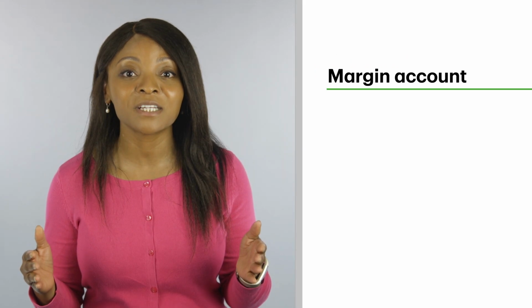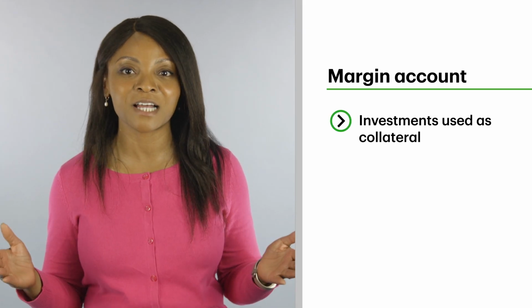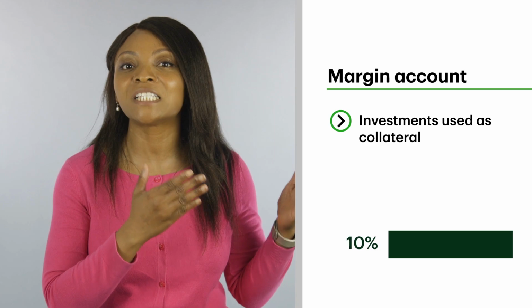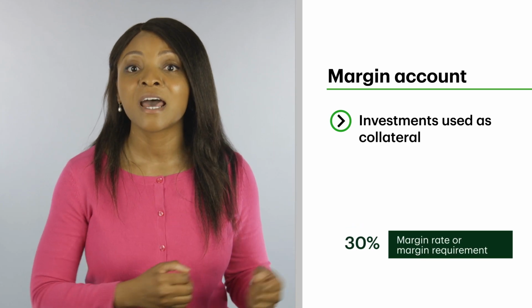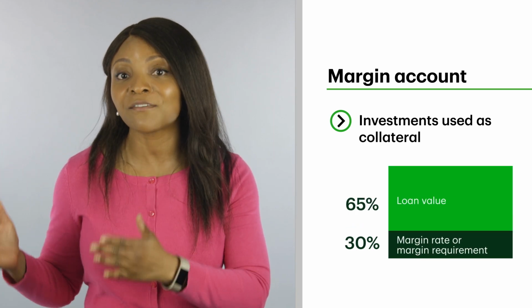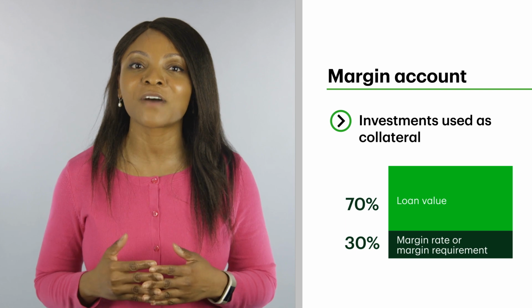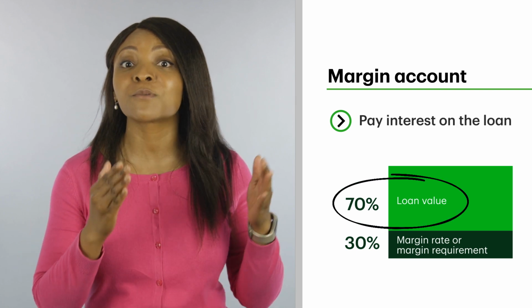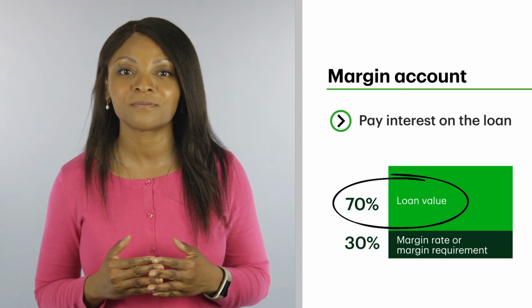With a margin account, investors use their investments as collateral. If they go to buy stock, they would pay up to at least 30% of the cost, and the broker would lend the remaining 70%, depending on the value of the investment they're looking to buy. Like a HELOC, the investor must pay interest on the loan.